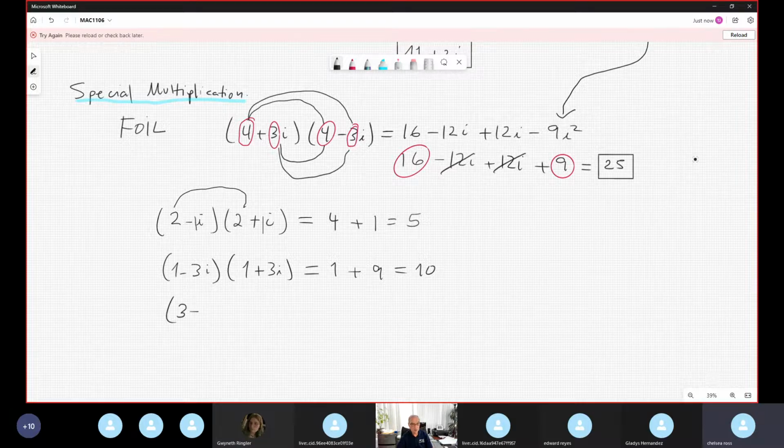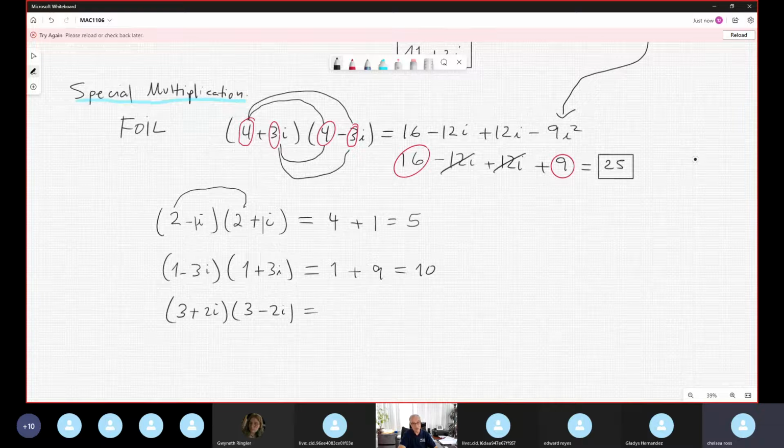One more: 3 plus 2i times 3 minus 2i. What's the answer to this? You detected it. Wow. It's special. How do you know? Because it's a complex number and its conjugate.